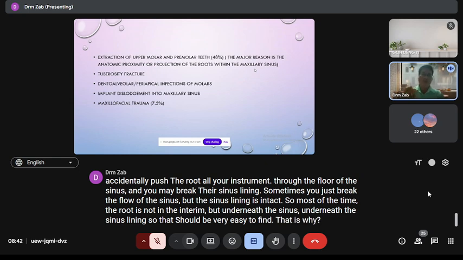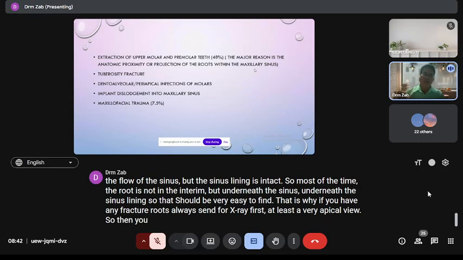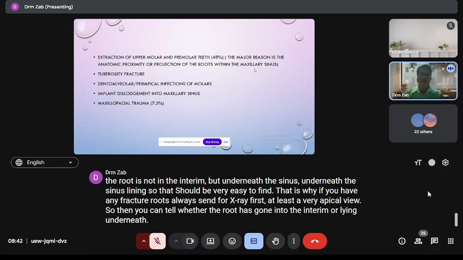That is why if you have any fractured roots, always send for an X-ray first, at least a periapical view. Then you can tell whether the root has gone into the antrum or is lying underneath the sinus, because your treatment plan will be different.